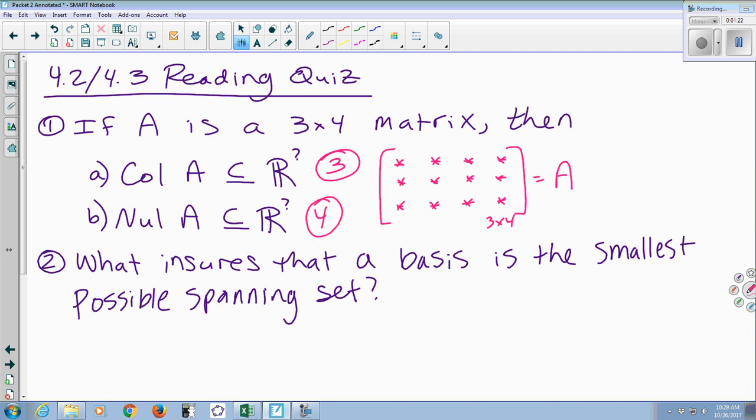And what ensures that a basis is the smallest possible spanning set? So yeah, there's the definition of a basis. It has two pieces. It has to span, it has to be a spanning set, and it has to be linearly independent.